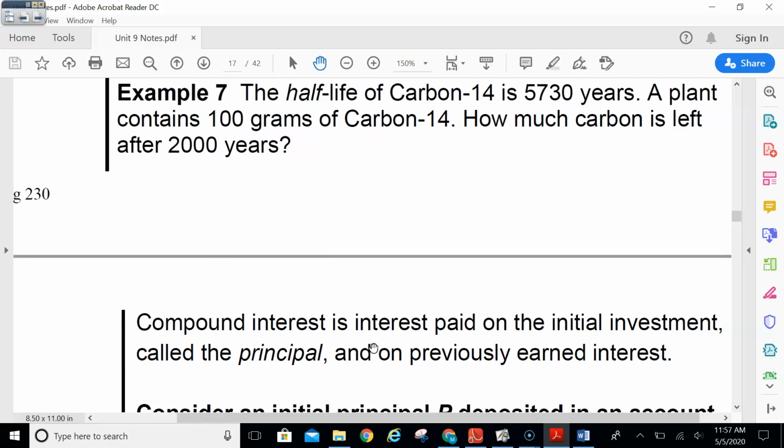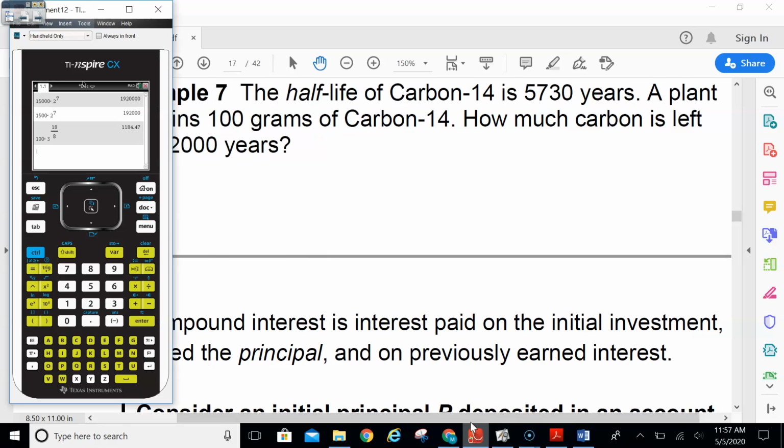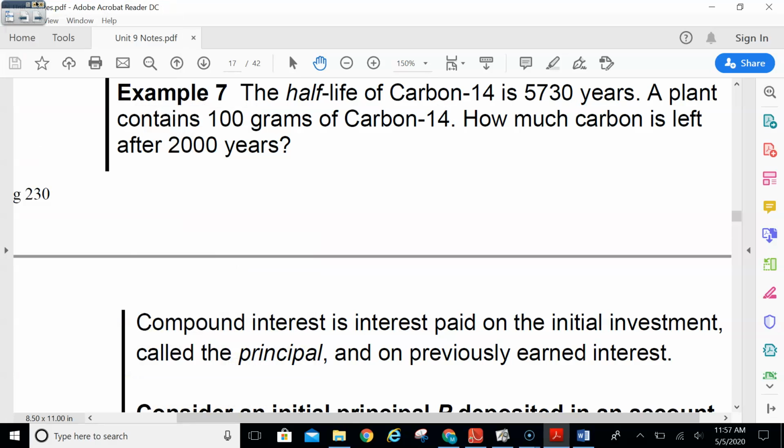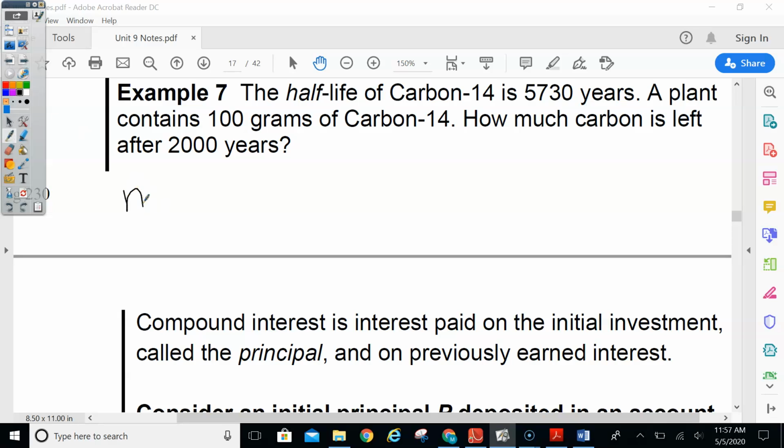It's kind of why they use carbon for carbon dating of old stuff, because it takes a long time for it to go away. Okay, so here we're going to use the half-life. A plant contains 100 grams of carbon-14. How much carbon is left after 2,000 years? So the 100 grams is what we're starting with. So 100.